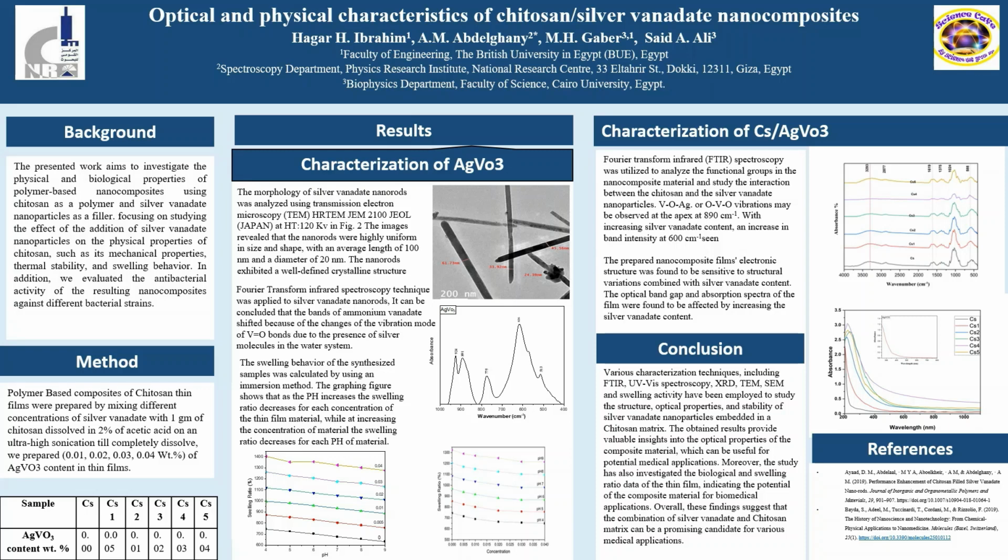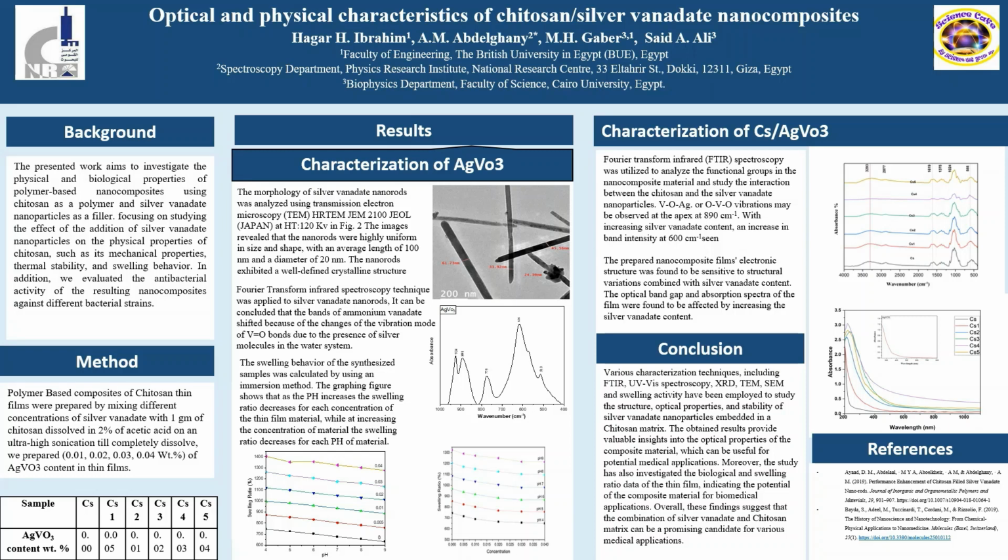Chitosan is a natural biopolymer derived from chitin, a biopolymer found in the exoskeleton of crustaceans such as shrimp and crabs. When chitosan is combined with silver vanadate nanoparticles, it forms a polymer-based nanocomposite with enhanced physical properties and antibacterial effects. In addition, the antibacterial activity of silver vanadate nanoparticles is enhanced when incorporated into chitosan, resulting in a material with potent antibacterial properties.